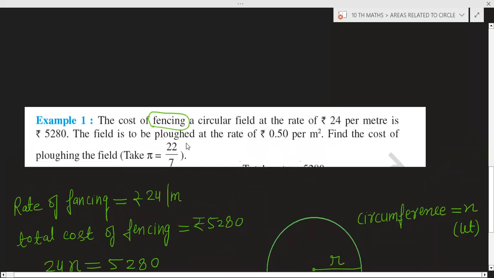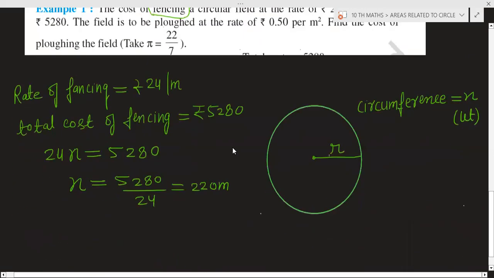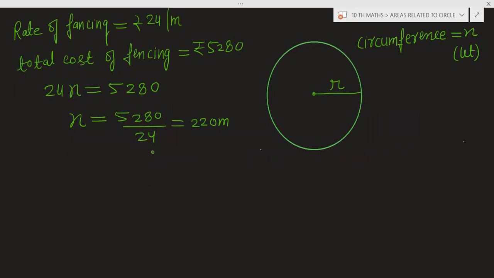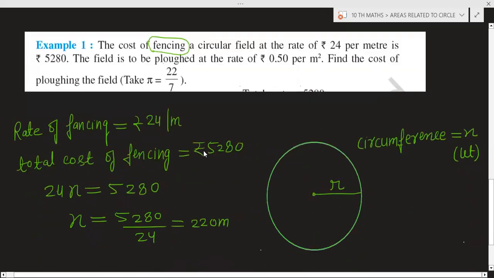Now just read the question. The field is to be plugged at a rate of 0.50 per meter square. So for 1 meter square area, you have to spend rupees 0.5. Find the cost of plugging the field. That means you have to calculate the total area of the field. First calculate the radius, then the area, then multiply that area by this rate, and you will get the answer.